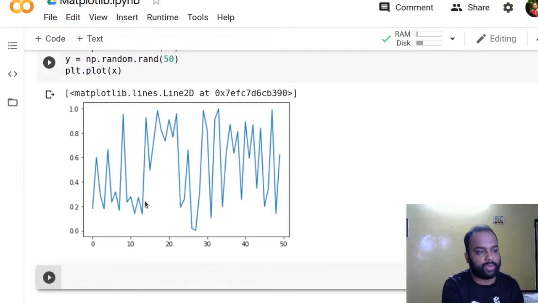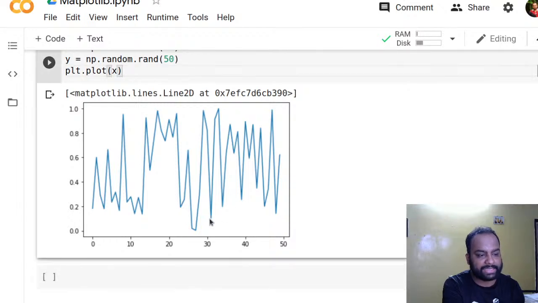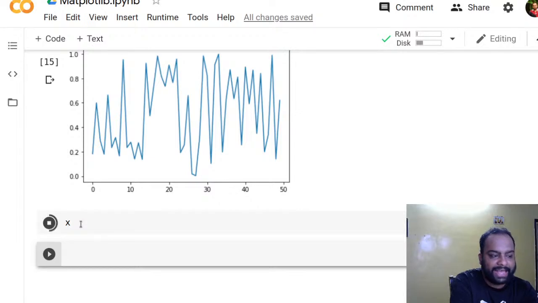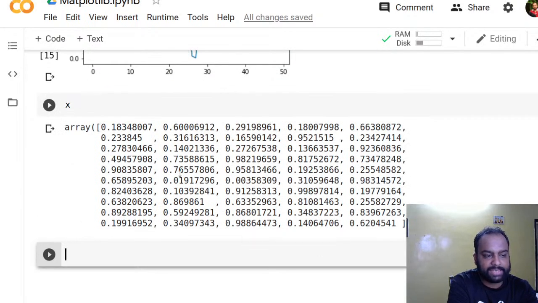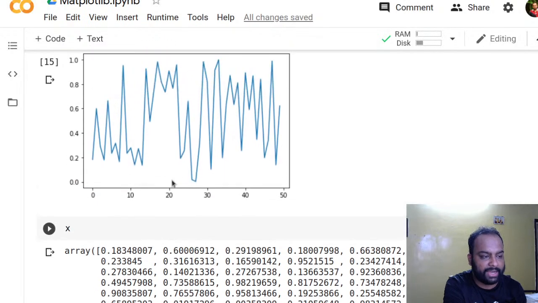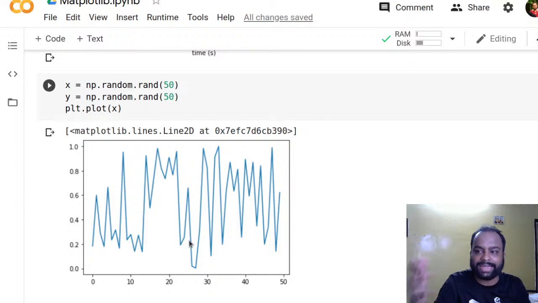Now look at this one. We have just done a plot on x, so in the horizontal axis what we essentially have are the indices. If I print the array x, it would have 50 elements in it, from index 0 to index 49. So in the horizontal axis we have index 0 to index 49, and in the vertical axis we have the data. Again, it's a random signal, so it will look like noise, random uniform noise.